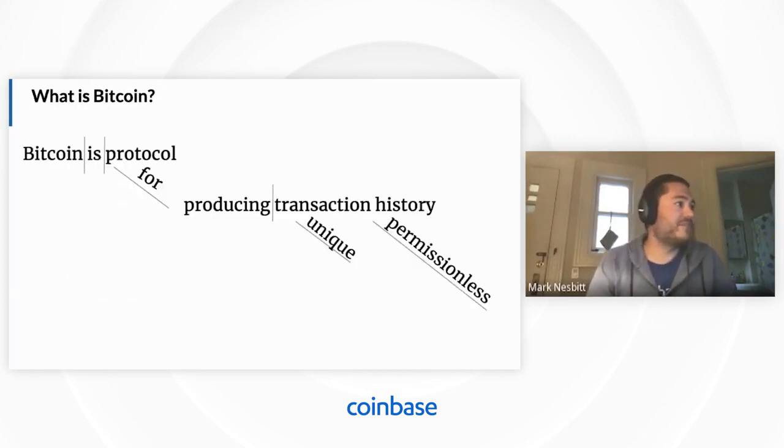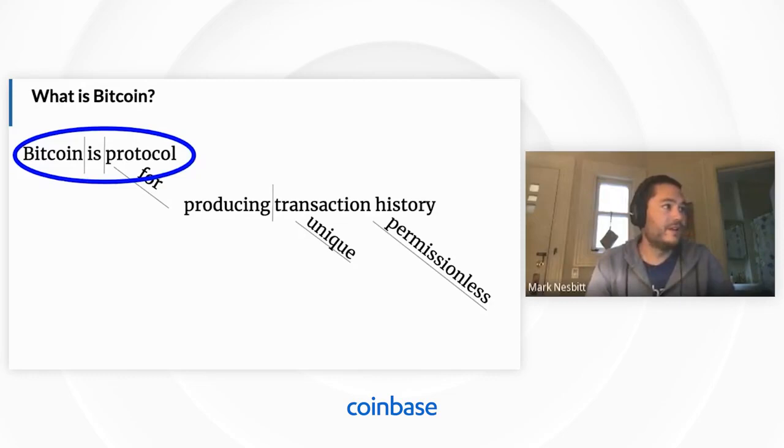I've diagrammed the sentence here. They didn't make me do this in school when I was growing up, so this is probably not quite right, but I found this useful when thinking about how to pull apart concepts and understand different ideas. So we're going to use this sentence diagram as our roadmap to answering the question, what is Bitcoin, and understanding this definition. So we're going to start with the Bitcoin is a protocol component.